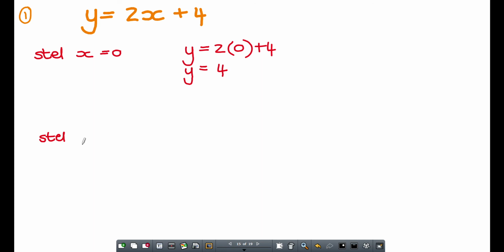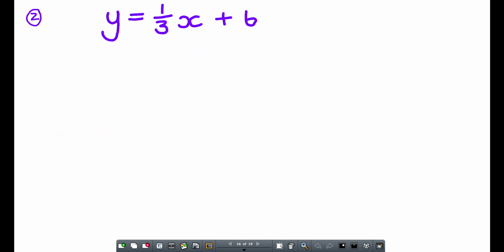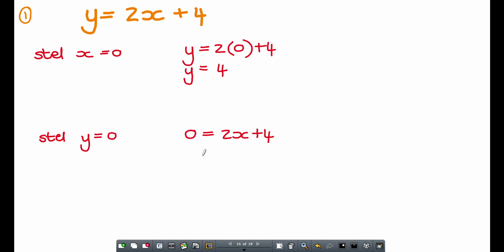So I'm going to make y equal to 0. So then 0 is equal to 2x plus 4. Is julle nog reg so ver? Right, so we take the 4 over, so then I'm going to have 2x is equal to minus 4. We divide it by 2 on both sides, so x is minus 2. Is julle reg so ver?